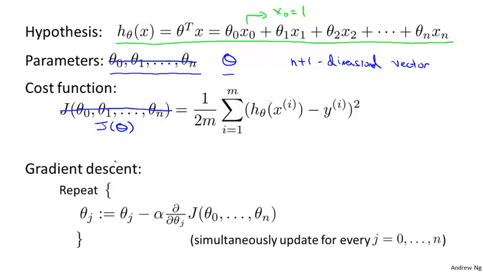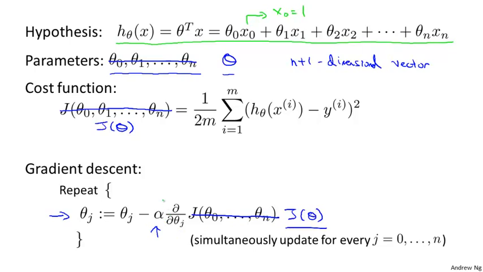Here's what gradient descent looks like. We're going to repeatedly update each parameter theta j according to theta j minus alpha times this derivative term. And once again, let me just write this as J of theta. So theta j is updated as theta j minus the learning rate alpha times the partial derivative of the cost function with respect to the parameter theta j.